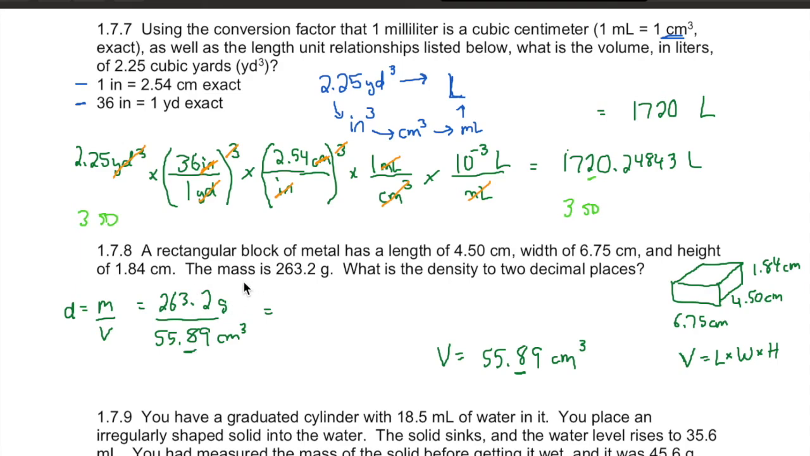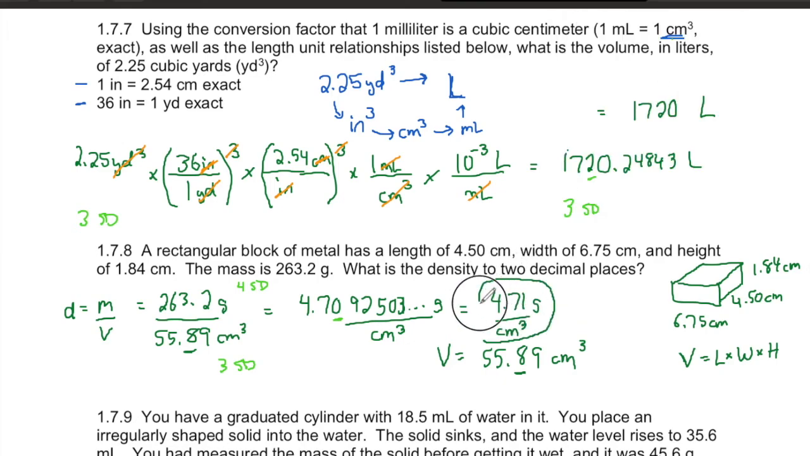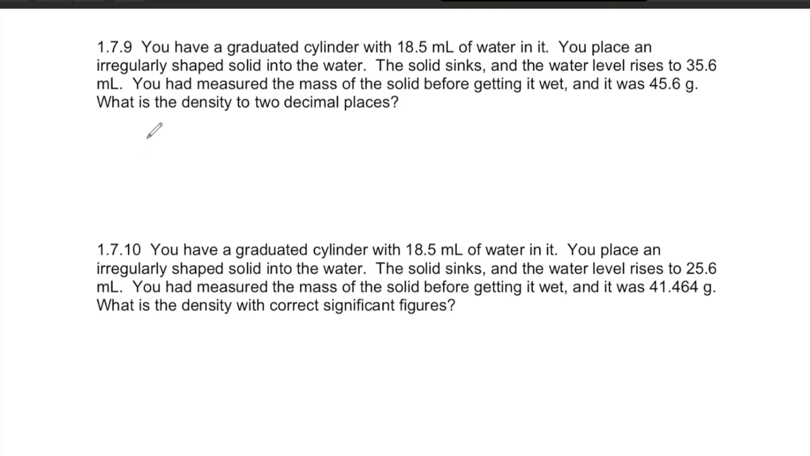So when I do this density calculation, we have 4 significant digits in the numerator and only 3 in the denominator. So it comes out to 4.70925 and so on. We'll round this to 3 significant digits. And so the density there would be 4.71 grams per cubic centimeter. These two problems are very similar. The difference is the number of significant digits you can keep in your answer.